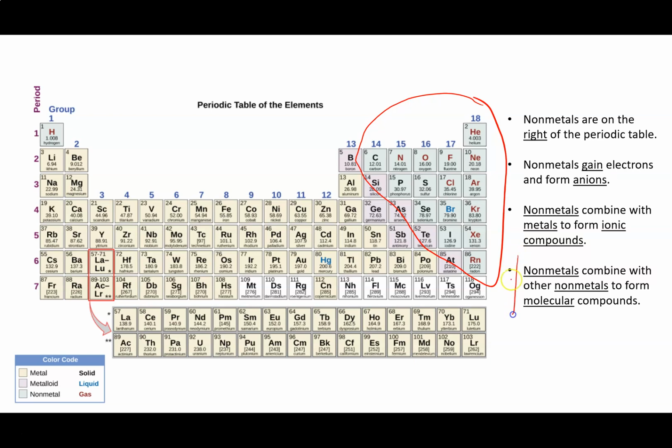But non-metals also participate in another kind of bonding, and this bonding is called molecular or covalent bonding, and that exists between non-metals themselves. So non-metals combine with other non-metals via covalent or molecular bonding, and those two words are used interchangeably, covalent and molecular. They're synonyms, they have the same meaning. And so when non-metals combine with other non-metals, they form what we call molecular compounds as opposed to ionic compounds. And what differentiates ionic compounds from molecular compounds is the type of bonding present in those compounds.